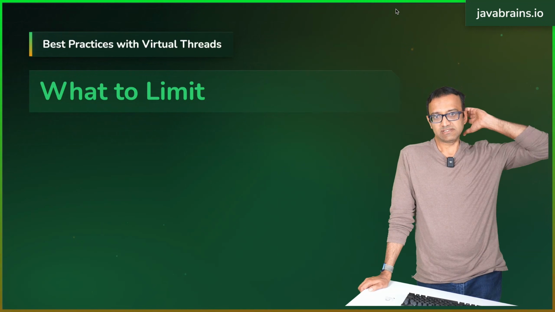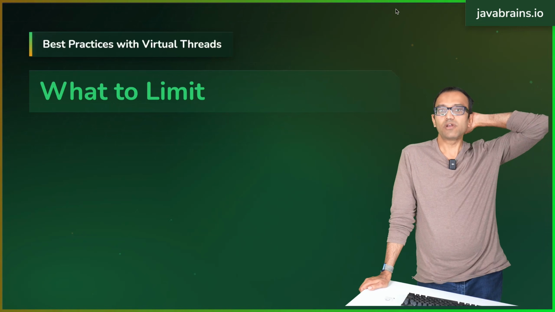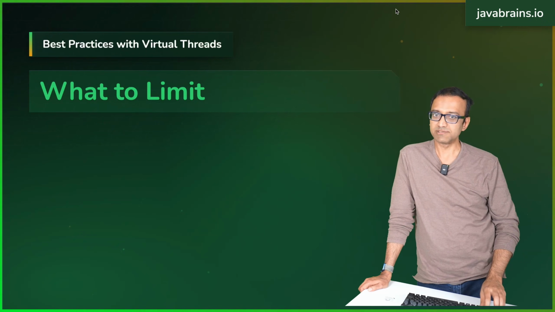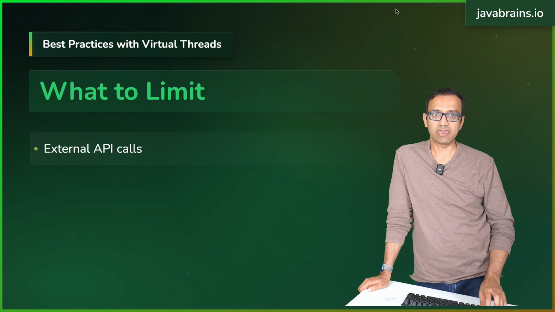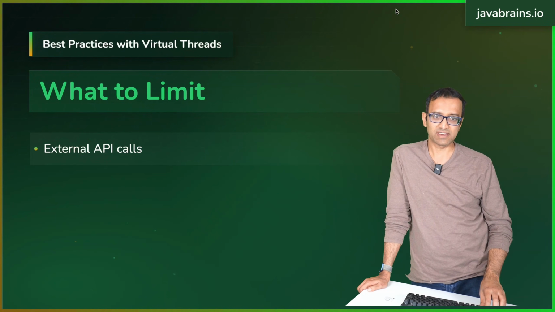Now, what are some best practices with virtual threads? With what you need to limit? We talked about this a little bit. I'm just going to reiterate that again. When you have external API calls, almost always they have concurrency limits.